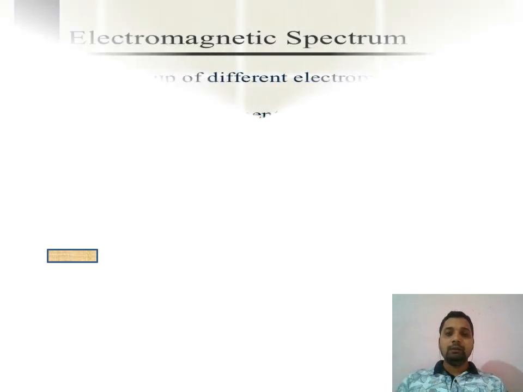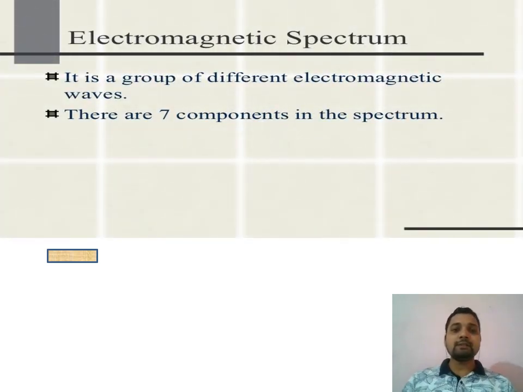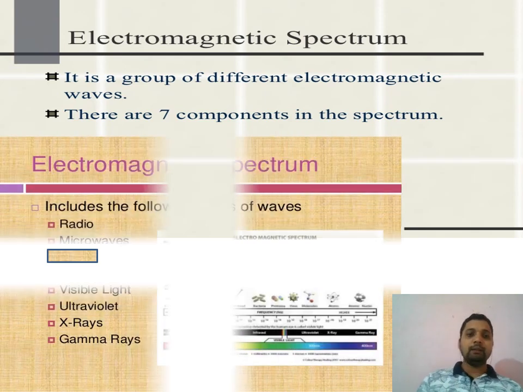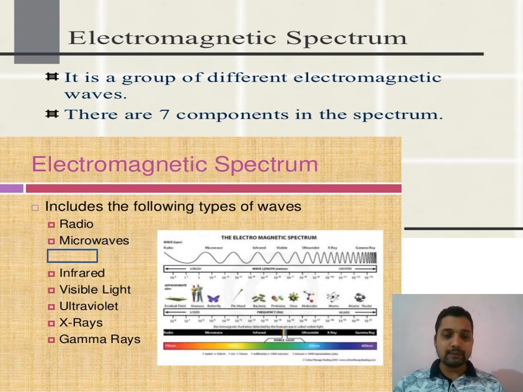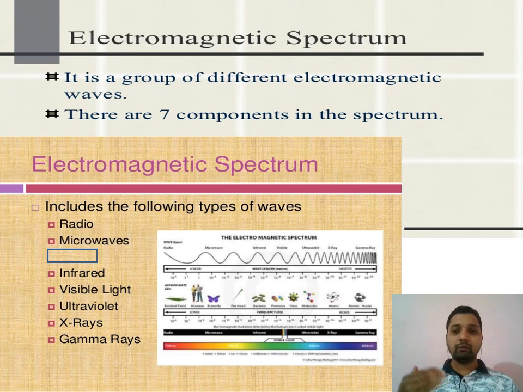This spectrum is mainly divided into 7 categories, or there are 7 components of the electromagnetic waves. Electromagnetic waves are waves which are not affected by electric and magnetic fields. The 7 components of the electromagnetic spectrum, as you can see, are radio waves, microwaves, infrared, visible, ultraviolet, X-rays, and gamma rays. This is the decreasing order of their wavelength. In increasing order: gamma, X-ray, ultraviolet, visible, infrared, microwave, and radio waves.